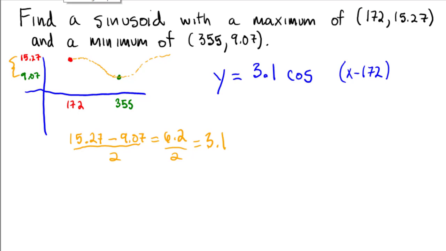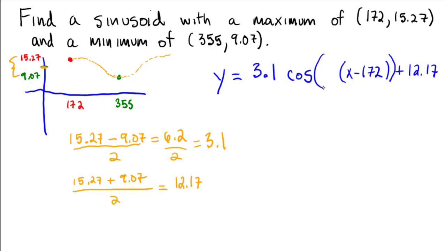In fact, I just mentioned the middle line, so let's see if we can figure out where that middle line is. The middle line is going to be halfway between 15.27 and 9.07. So how do we get halfway in between two numbers? Well, that would be the average. So (15.27 plus 9.07) over 2. 15.27 plus 9.07, and if I divide that by 2, I get 12.17. So that's going to be my vertical shift, because that puts me up to the middle line, plus 12.17.